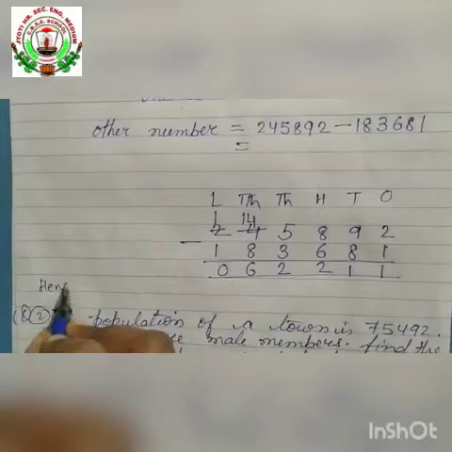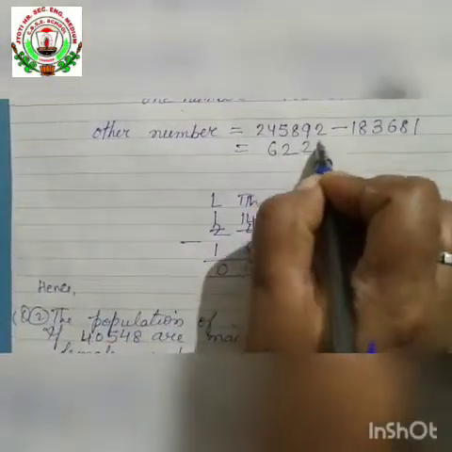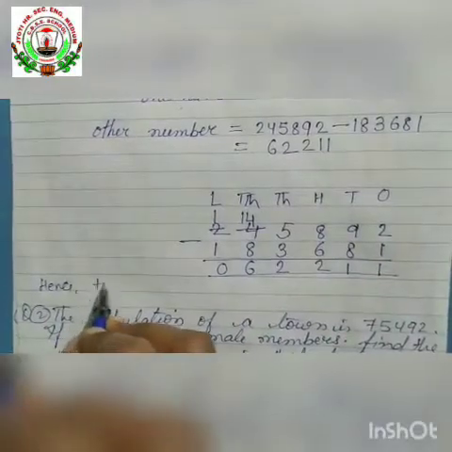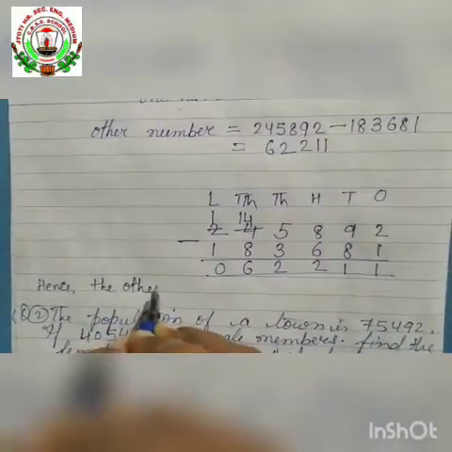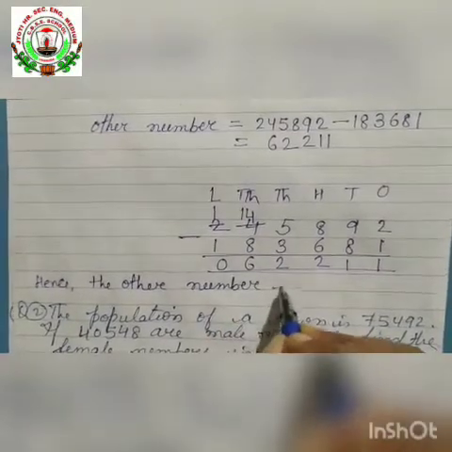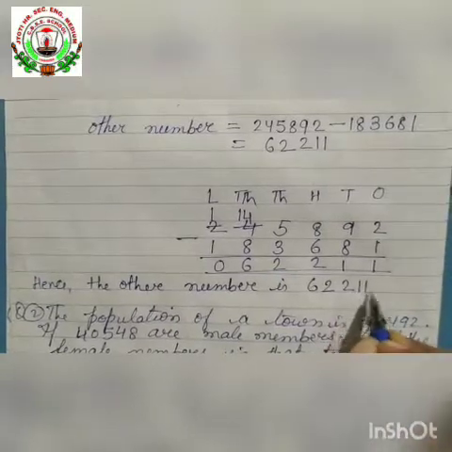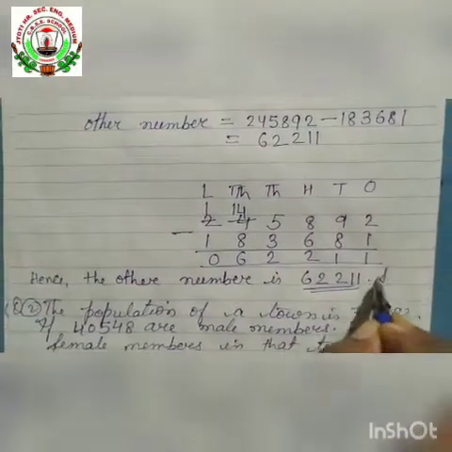Hence, the answer is 62,211. Hence, the other number is 62,211. This is the answer.